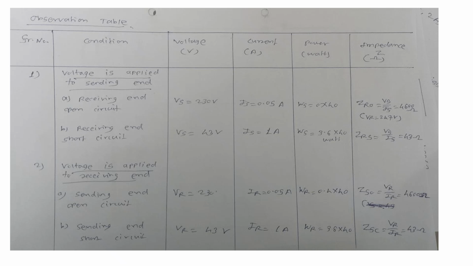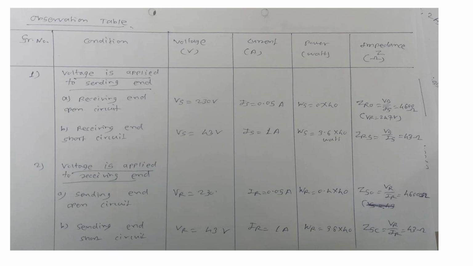There are two cases: receiving end open. At that time, the sending end voltage is 230 volt. Since the receiving end is open, we have provided more voltage. At that time, it is observed that the sending end current is 0.05 ampere. The wattmeter current is 0 and voltage is nearly 40, so the wattmeter reading is almost 0. I'm not going to consider this power or watt reading because it is not required in the calculation of the ABCD parameters.